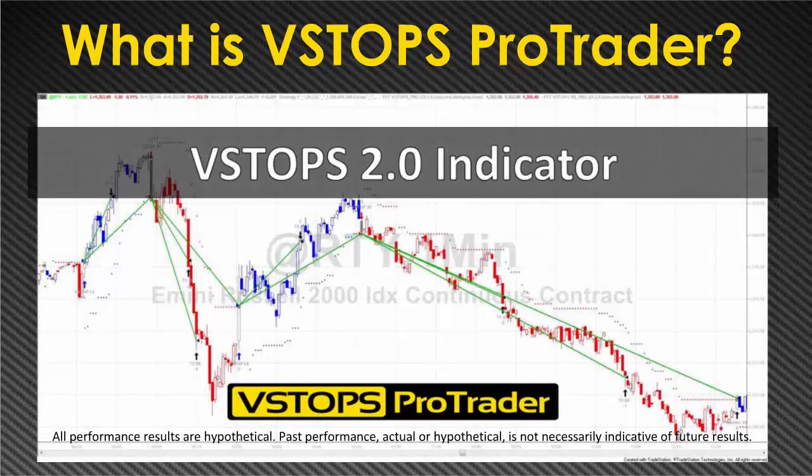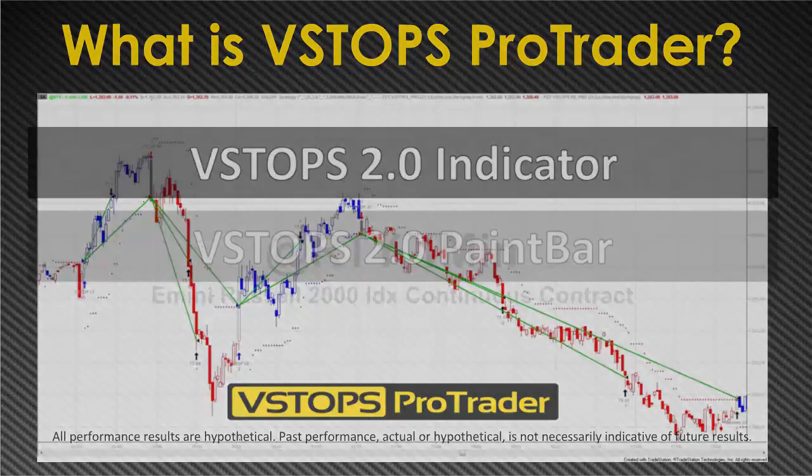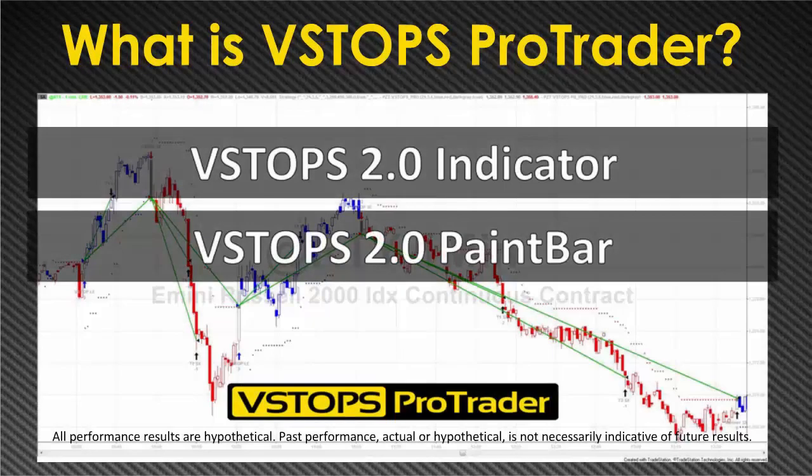And at the core of the VSTOPS ProTrader strategy template is the VSTOPS 2.0 indicator and paint bar. And while the strategy will function without these indicators, the volatility calculations from these tools form the logic behind VSTOPS ProTrader entries. And these indicators can be used to predict exactly where the strategy will enter and reverse trades. I'm not saying it's going to predict exactly when the market is going to turn, but you can tell by looking at the indicator when the strategy will take an order. And for this reason, we've included this as part of the VSTOPS ProTrader strategy package.